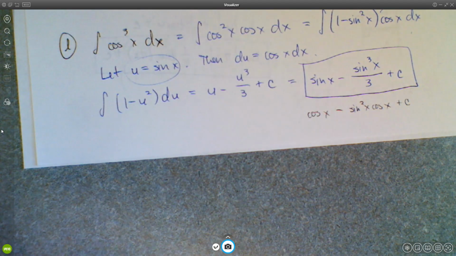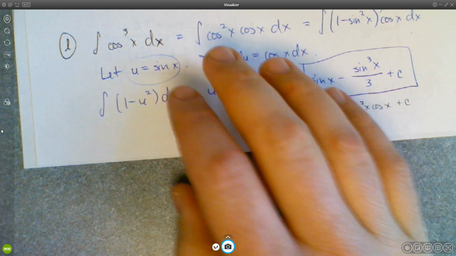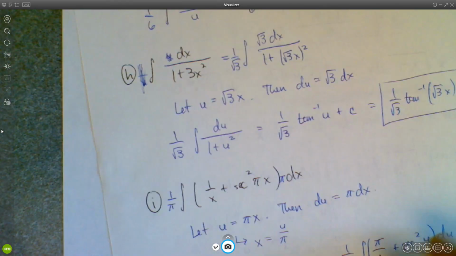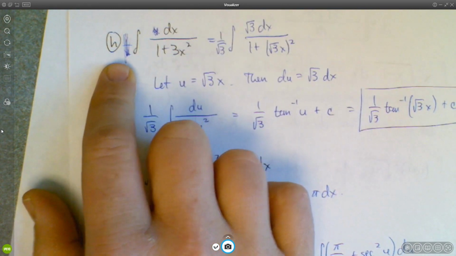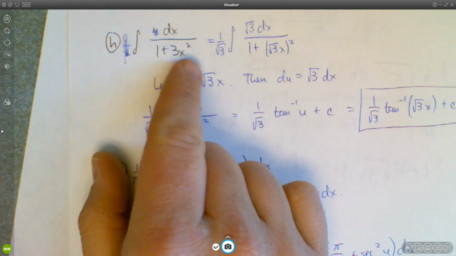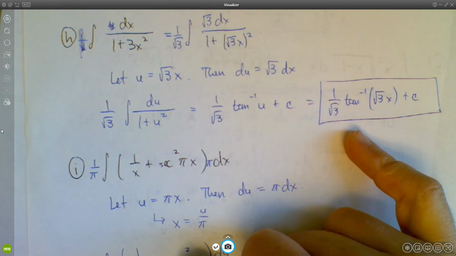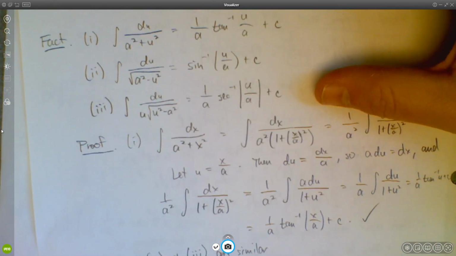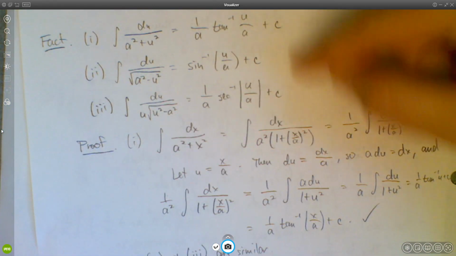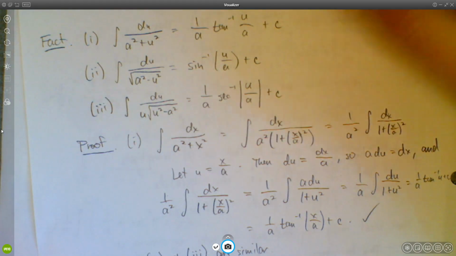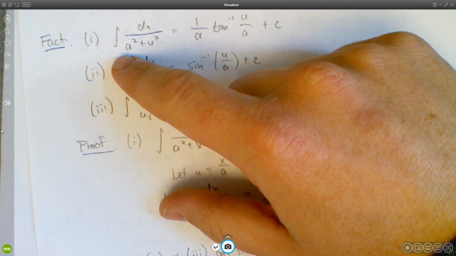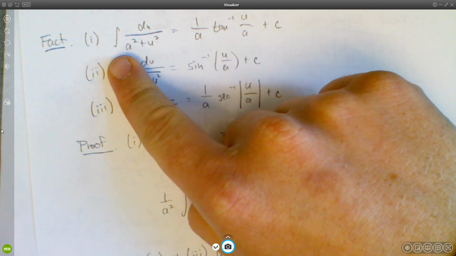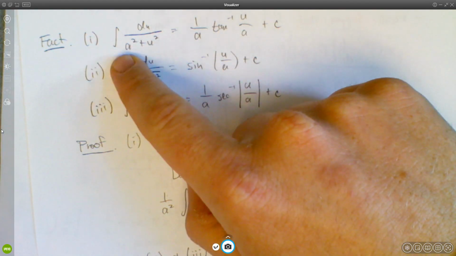Goodness gracious. So I want to say something real quick about the inverse trig integrals. We actually saw one already when we did part H together. We saw that this was like 1 over 1 plus something squared, and that's like a tangent inverse format. So generally we can say this about the inverse trig functions, right? Anytime you see something of the form 1 over something squared plus u squared, well, that's just going to be 1 over the something times tangent inverse of u over the something, right?